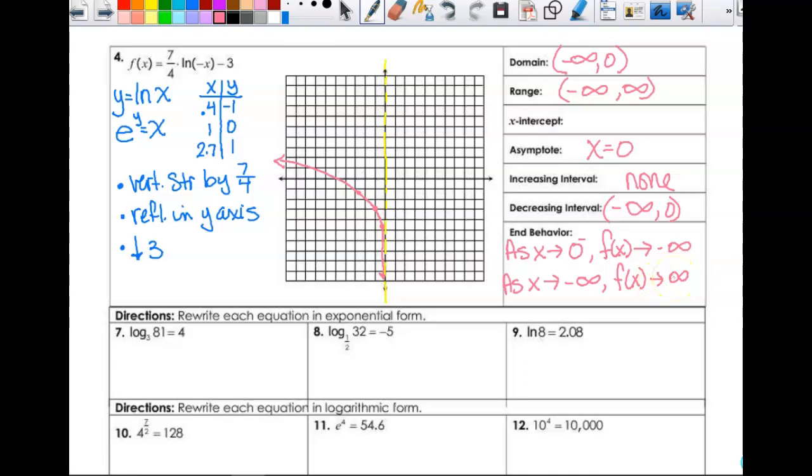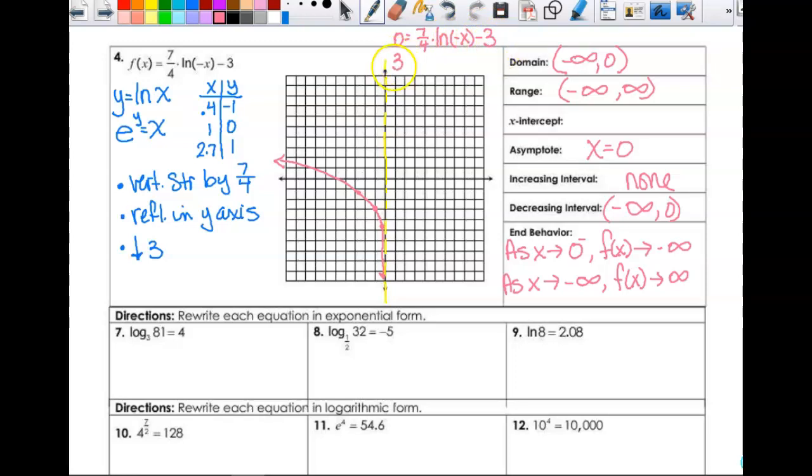Okay, so let's go back and find this x-intercept. X-intercept is when y is 0. So 0 equals 7/4 times the natural log of -x, minus 3.